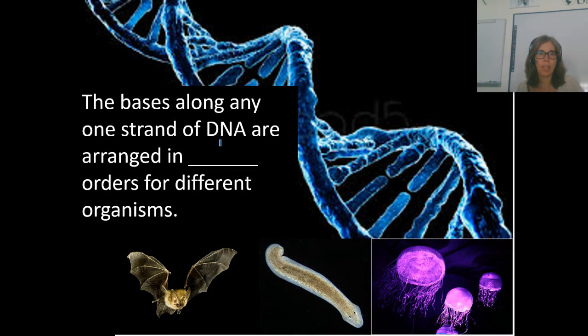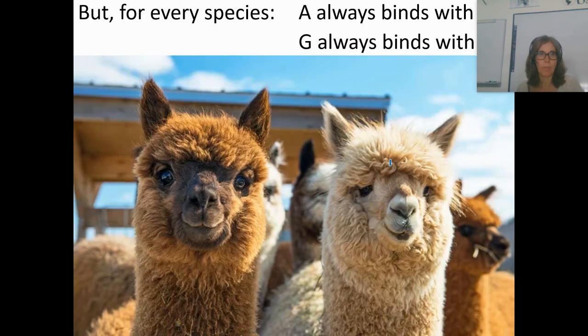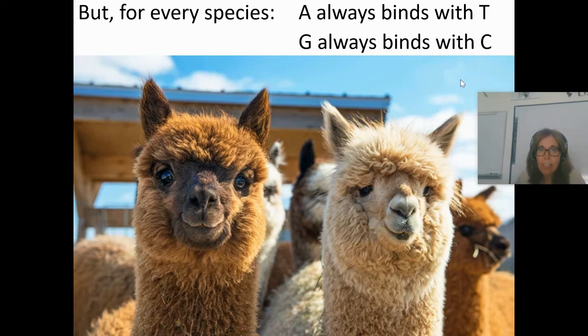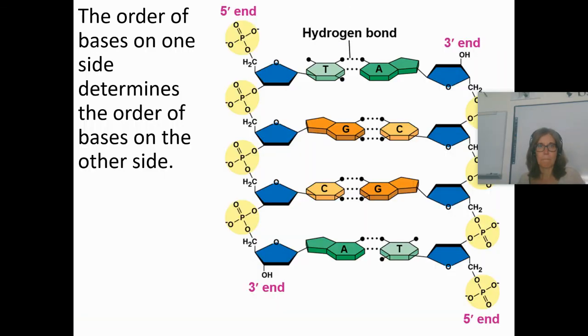Okay, the bases along any strand of DNA are arranged in different orders. So it's different in a bat than it is in a planaria than it is in a jellyfish. But what's the same with all of them is if you have an A, the other side has a T. So whether you're a jellyfish or a planaria or a bat, if this is an A, the other side is a T. So for every species, A always binds with T and C always binds with G.